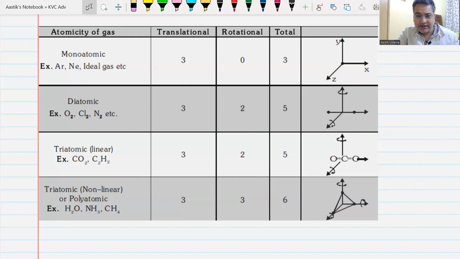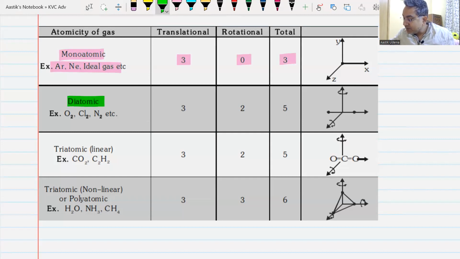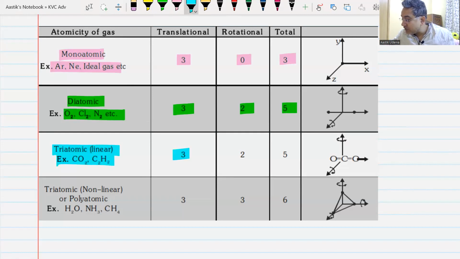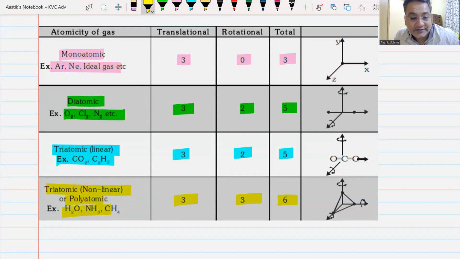Then comes this table, and everything that we have learned is given in this table in tabular form. Monatomic gas: helium, neon, argon, krypton, xenon, translational 3, rotational 0, total 3. Diatomic gases: 3, 2, 5. Triatomic linear, CO2, C2H2: 3, 2, 5. Triatomic non-linear: 3, 3, 6. Do we understand this? Yes, sir. I'll give you 2 minutes to note it down.